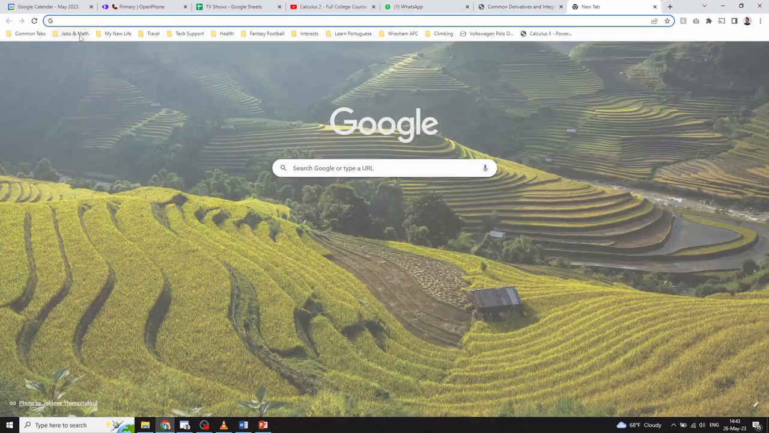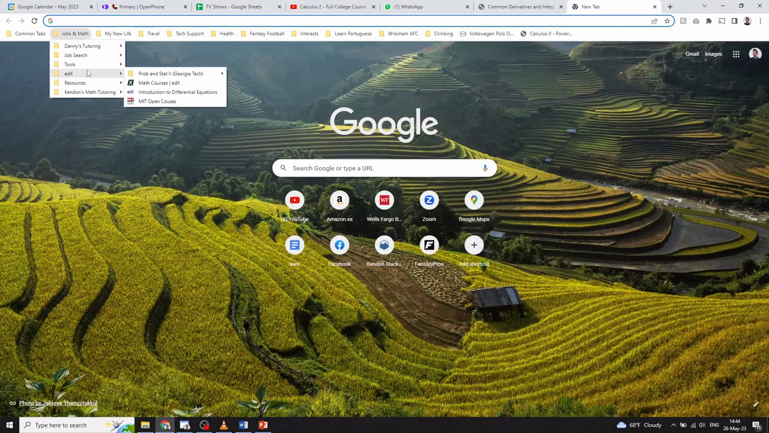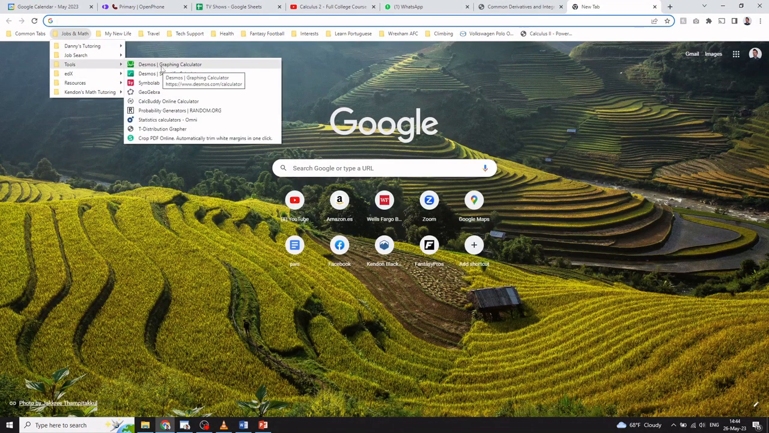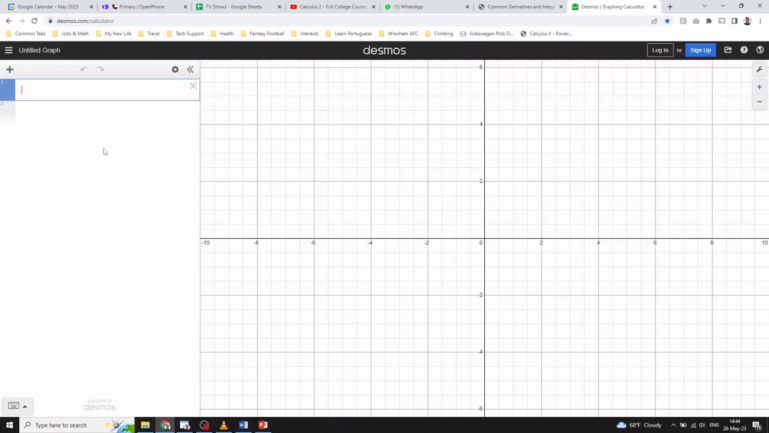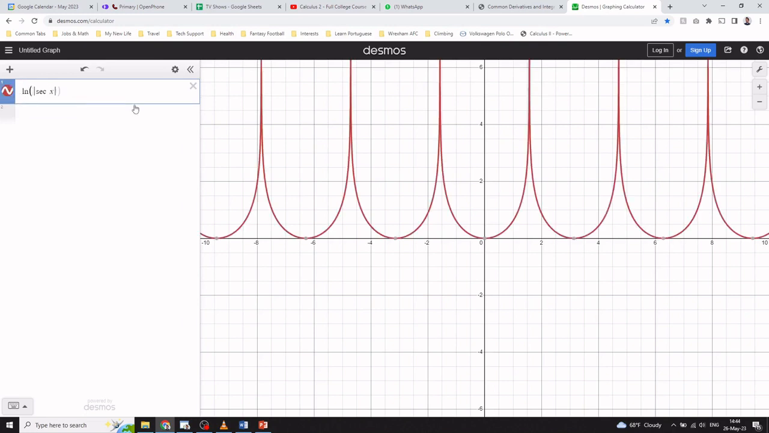Let's go ahead and check Desmos just to verify that it's the same answer, because the reason why gets into more trig, and it's not really appropriate for this video. So let's just make sure we have the correct answer. ln secant x. Use parentheses around the argument of ln. And then negative ln of absolute value of cos x.